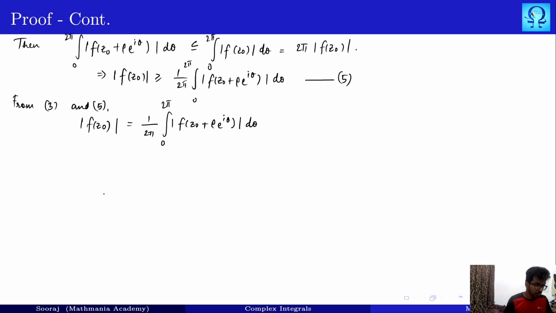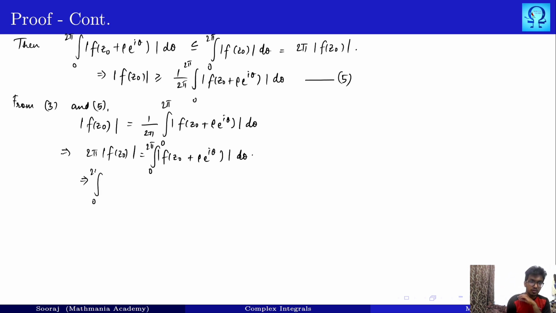Okay, so with which, what can I write? I can just bring this 2 pi quantity to this side: it is equal to the integral from 0 to 2 pi of absolute of f of z naught plus rho e power iota theta d theta. And here, this shall be written as integral 0 to 2 pi absolute of f of z naught d theta equals integral 0 to 2 pi absolute of f of z naught plus rho e power iota theta d theta.